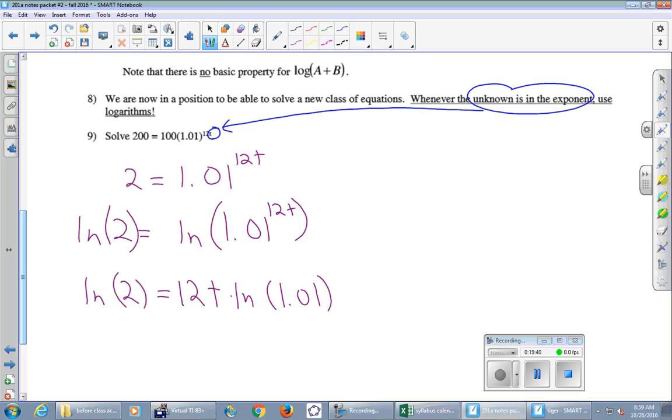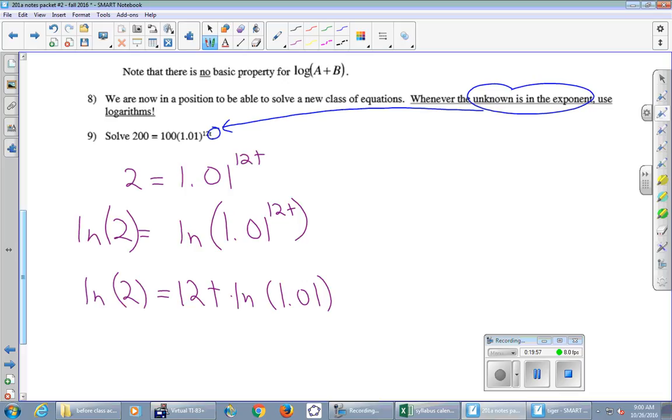All right, that right there is a large part of why we care about logs. It's that step. Where was the variable before? It was in the exponent. Where is it now? It's down in the front. And now that it's in the front, it's accessible to us, right? So that's why that property is so useful.